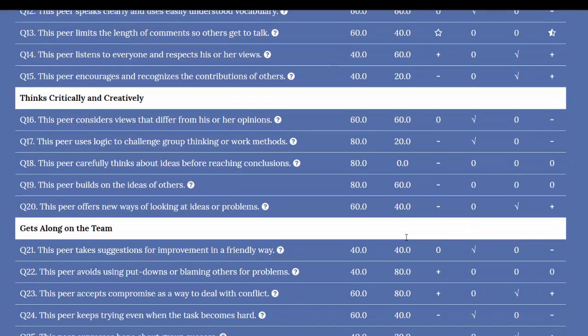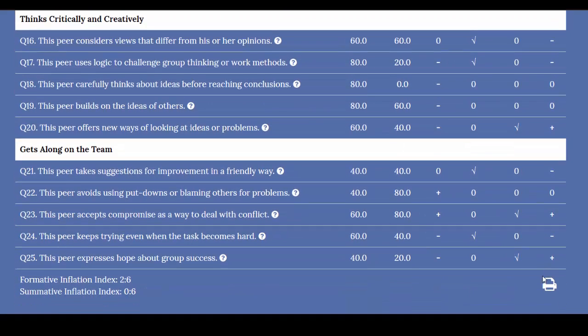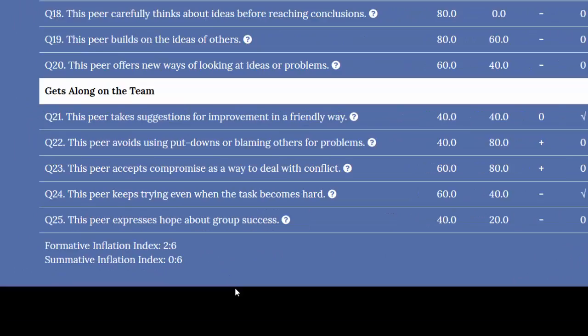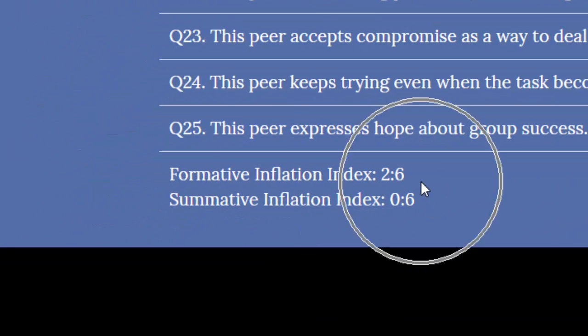Okay? Now, as you can see down here, here's more examples. As we go down to the bottom, you can always print the profile if you want to. And look at the bottom. This is profoundly important right here. The inflation index. This shows that he has inflated 2 of the 6 evaluations that he did for the formative. Now, again, there were 6 people on the team. He was one of them.